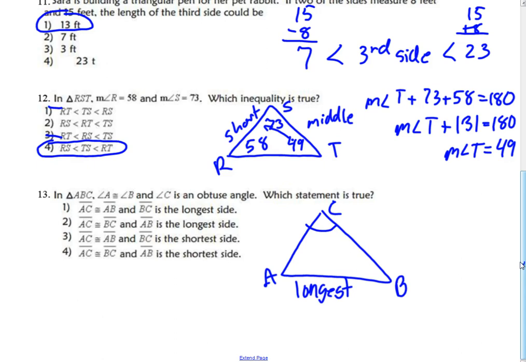Okay, so what else do we know? Well, we know angle A and angle B are congruent to each other. So what type of triangle is this? Isosceles. So those two sides are going to be congruent. So AC and CB. So what choice is that? 2. Okay. Just making sure.